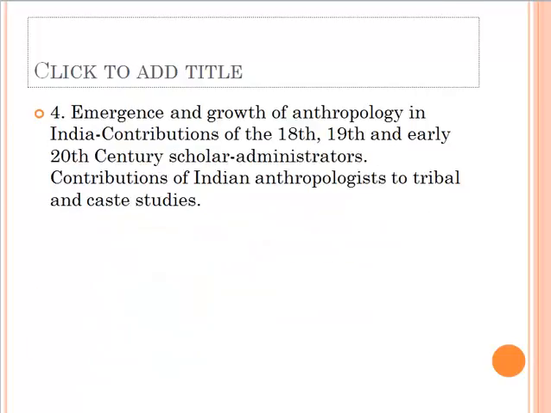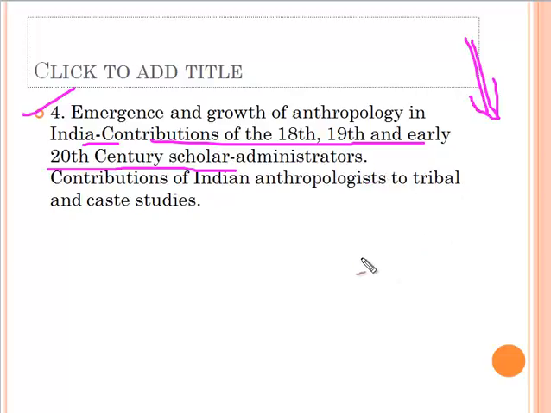Coming to the fourth chapter, this is the most important chapter, and here you will learn about the emergence and growth of anthropology in India, contributions of 18th, 19th and early 20th century scholar administrators. These scholar administrators were people who came to India to rule, because India was a colonial state under the British government. However, they had to study the native Indian population for two purposes. First, for better administration: if they had a better understanding of the Indian people, they would be able to administer them better. And the second purpose was that they were themselves interested in studying the native tribal population and other populations which were isolated. So these two things led to scholar administrators.